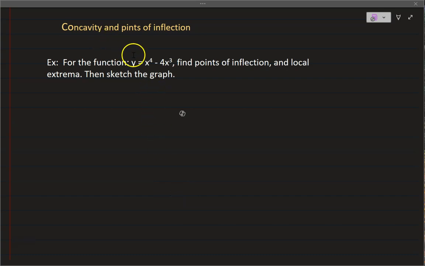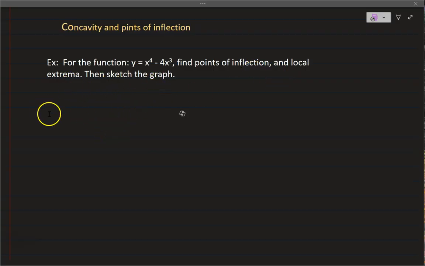Okay, concavity and points of inflection. In this lesson, I'm going to go through one example here, hopefully under 10 minutes, and I'm going to break it down. Here's an example for the function y equal to x to the fourth minus 4x cubed. Find points of inflection and local extrema, then sketch the graph.